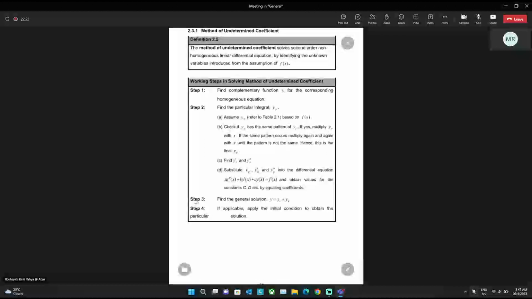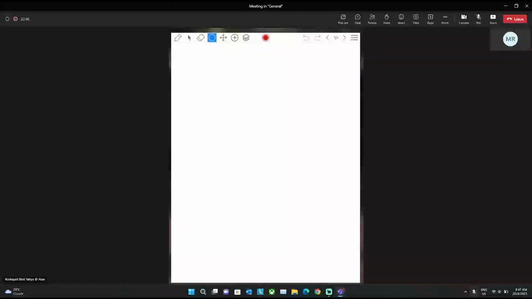Okay, so there are a few steps. Actually, general steps. It has 4 general steps, but inside step 2 you have 4 steps. So totally about 8 steps. Okay, so I share here summary for these steps.